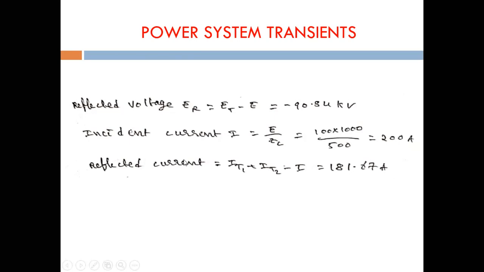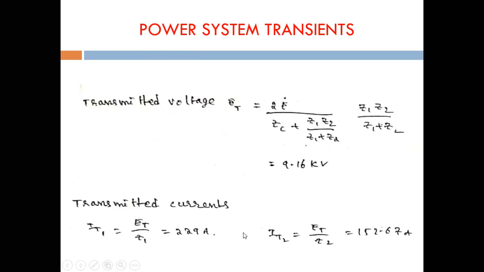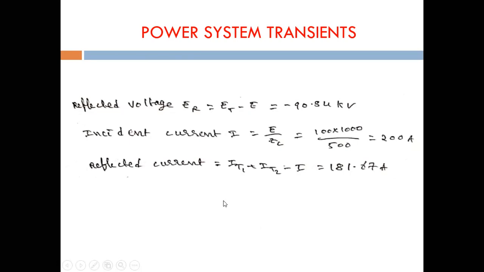After that we calculate the reflected current. The reflected current is equal to IT1 plus IT2 minus I. IT1 is equal to 181.67 amperes, IT2 is equal to 152.67 amperes, minus I. I is equal to 200 amperes. Then finally we obtain the reflected current. This is the solution for the problem.